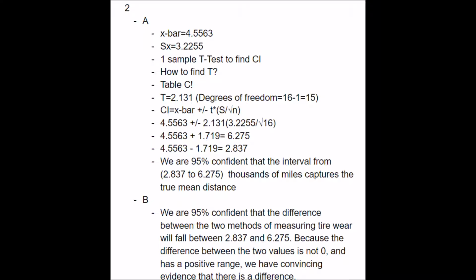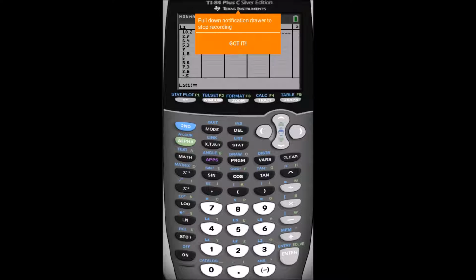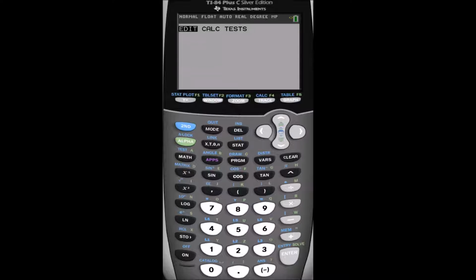The table below provides the two estimates in thousands of miles for each tire, and it also provides the difference in those estimates. Part A says construct and interpret a 95% confidence interval for the mean difference mu in the estimates from those two methods in the population of tires. So to find x bar and the standard deviation, first you plug all your values, which are the difference values, into L1, as you can see here. Then you go to Stat, Calc, one variable statistics, make sure the list says L1, and hit calculate.